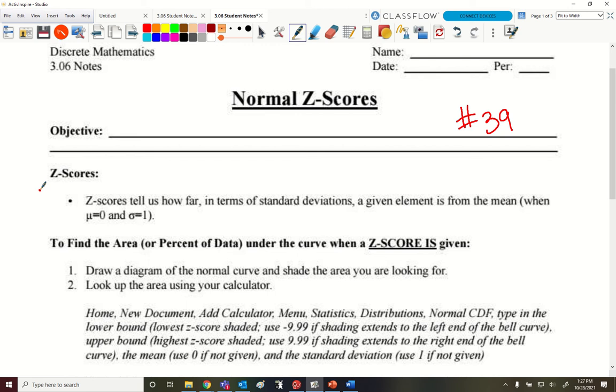And we're going to talk about z-scores, which are referring to a point either going to be less than, greater than, or an area under that. We're looking for the percentage of that. So z-scores tell us how far in terms of standard deviation a given element is from the mean. Now, the Greek symbol mu is the same as my mean or my average. And then we have sigma, which is going to be the same on my calculator as my Sx. My standard deviation is Sx on the calculator.